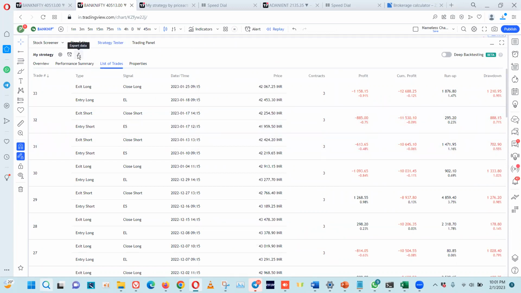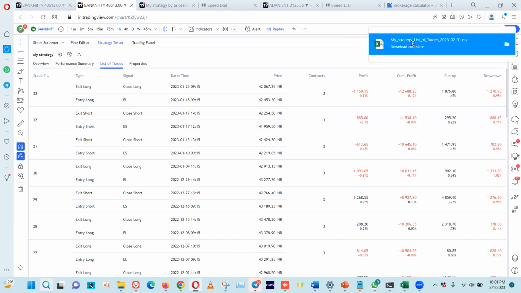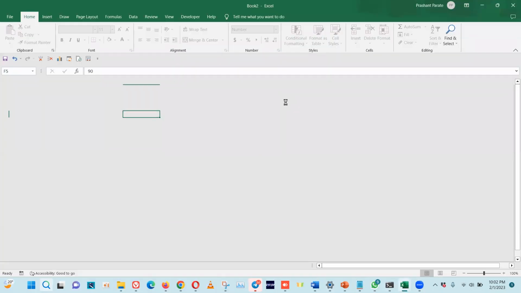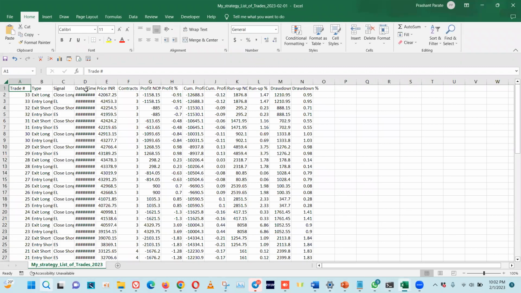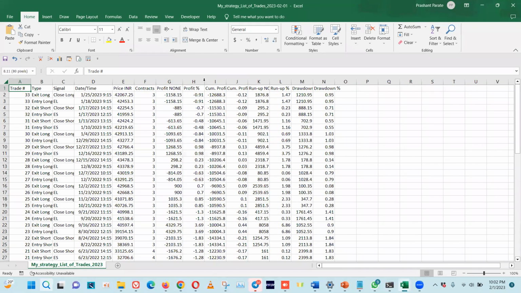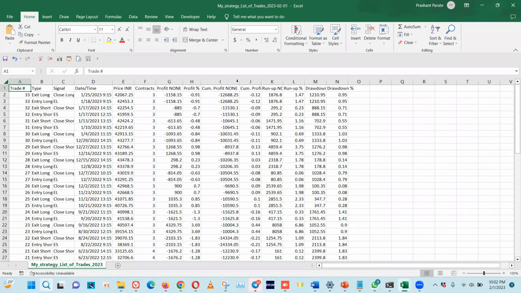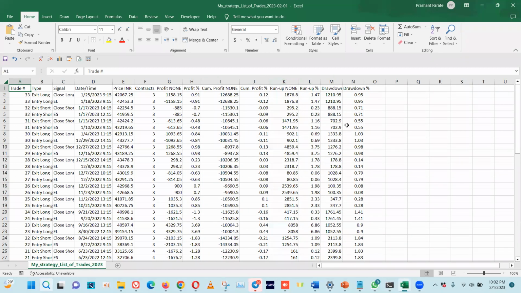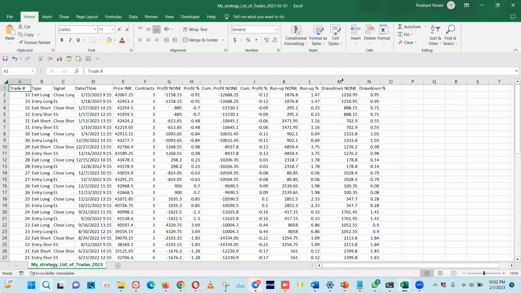Export data. If you export data, you will get an Excel sheet. In this Excel sheet, there will be everything: how much is profit, how much is percentage profit, cumulative profit. So these things will come in the Excel data. If you want to do any further analysis using Excel, you can do that.